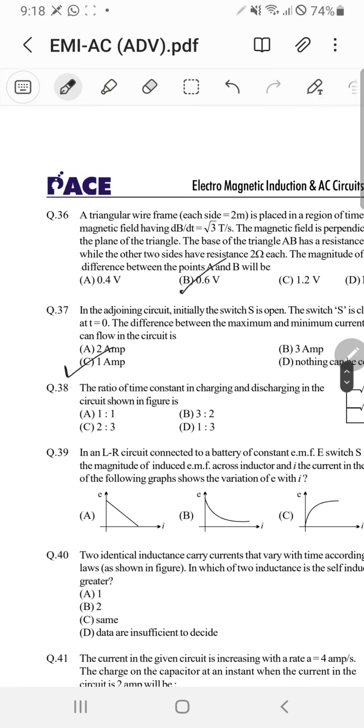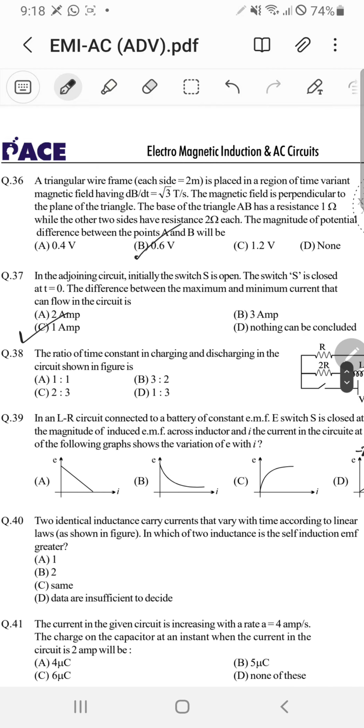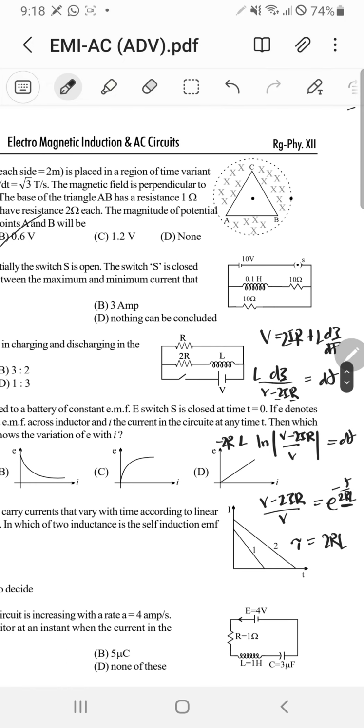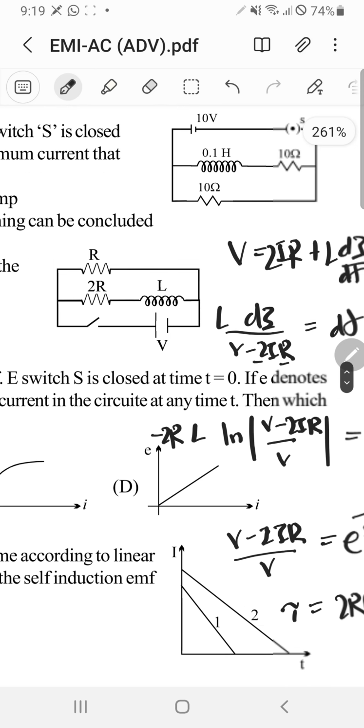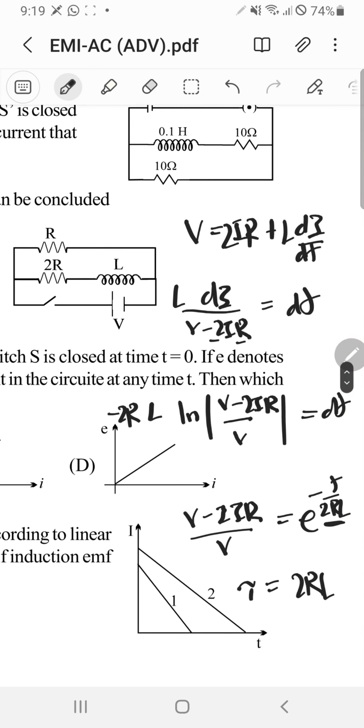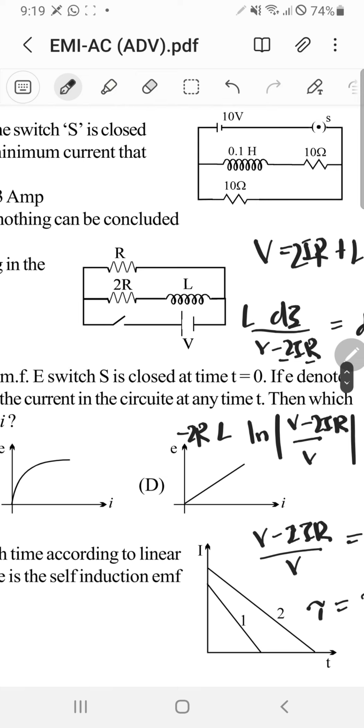So the ratio of time constant in charging and discharging. Right, so now we also want to figure out the discharging. But there's no potential difference. There you go. Now it's charged. Once there's that current, the maximum current going through it, and then we just stop this.